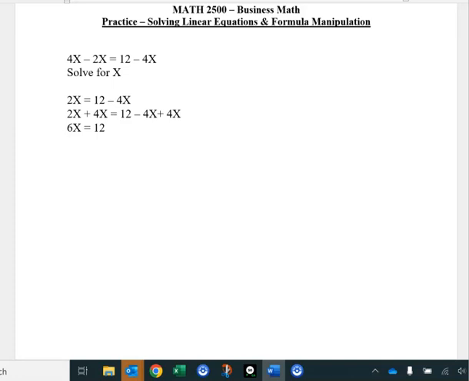So how do I get rid of the 6 that's in front of the x? Well, I divide by 6. So 6x divided by 6, and again, whatever I do to one side, I have to do to the other. So that's 12 divided by 6. Let's simplify it. 6x divided by 6 leaves me with x equals 12 divided by 6, which gives me 2. So x equals 2.